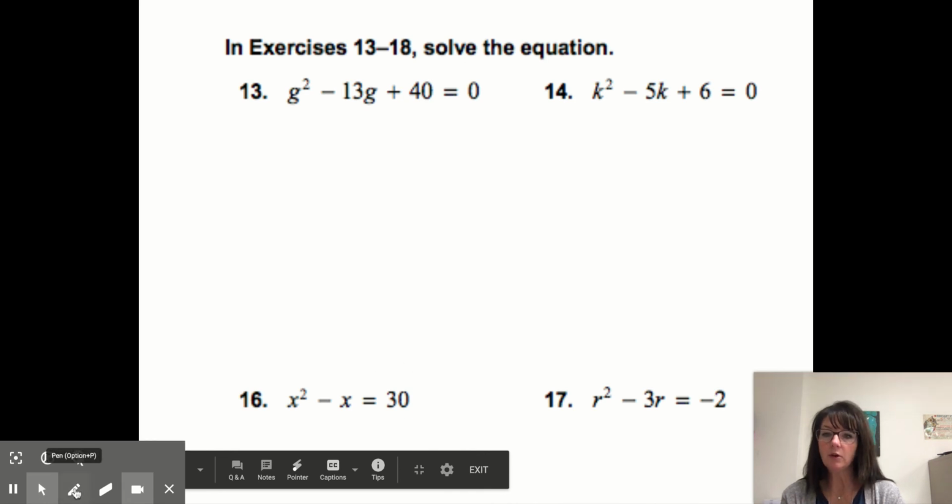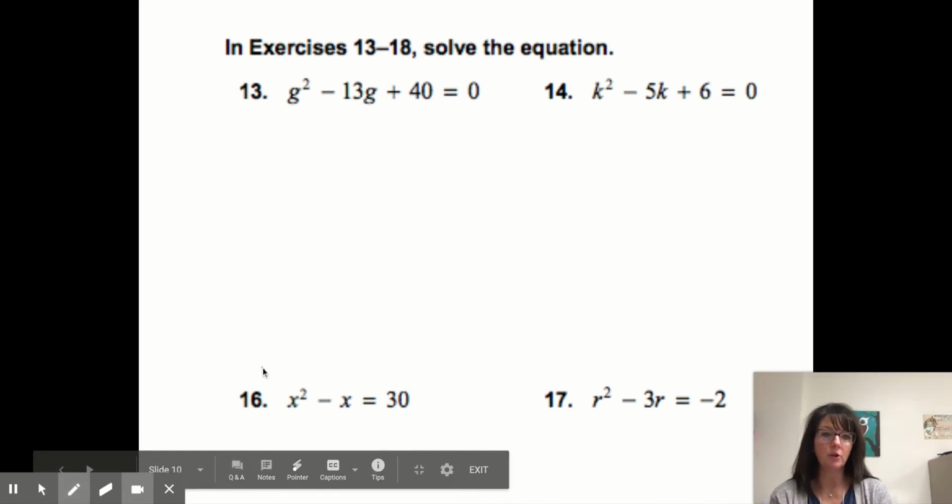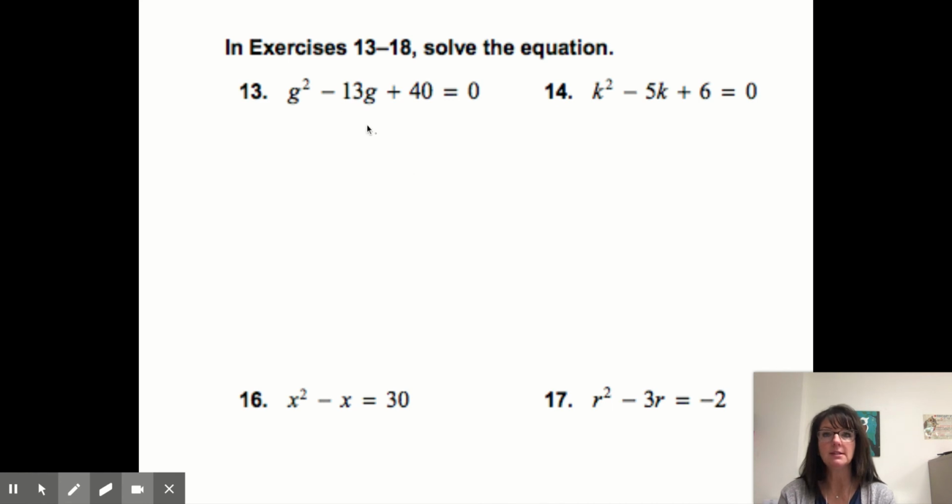Okay, and finally, we are going to be putting this all together with what we learned about solving equations. And now we're going to solve the equations, and they're in trinomial form. So the first thing we're going to have to do is factor them. So we want to factor g squared minus 13g plus 40. And so we're looking for factors of a positive 40 that will sum to a negative 13. So factors of 40, and I would guess probably 8 and 5. 8 and 5 would be my guess.